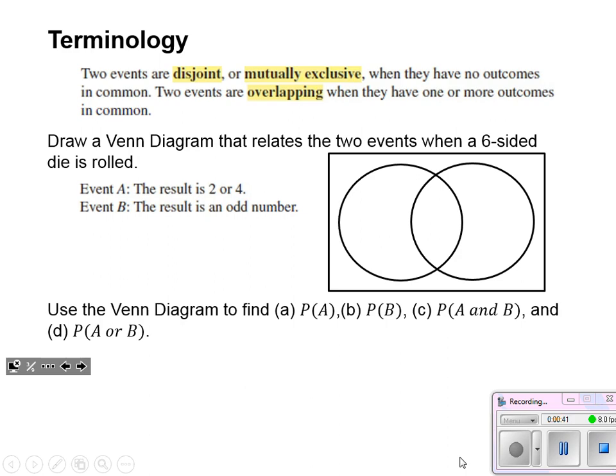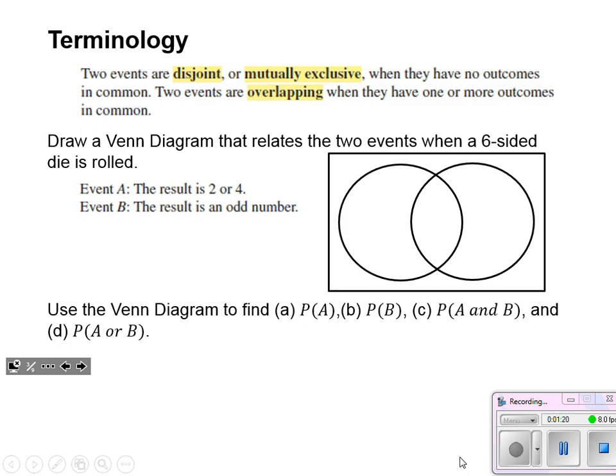So events are disjoint, or mutually exclusive, when they have no outcomes in common. And two events are overlapping when they have one or more outcomes in common. And you'll see when we get to the next slide that sometimes these are working with each other, sometimes they have no bearing on each other. And it's up to us to sort out what they have in common and what they don't have in common. It basically comes down to breaking it down into ands and ors, and that's what we'll get to on the next slide. But here, let's just get a little bit of practice of seeing a situation and what we should be visualizing to determine what these two outcomes have in common and what they don't have in common.